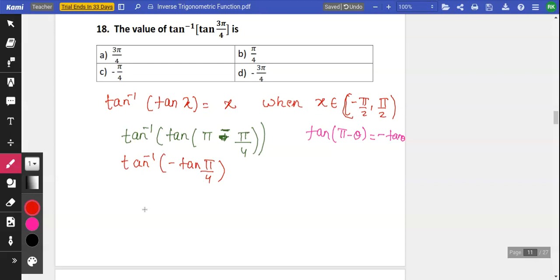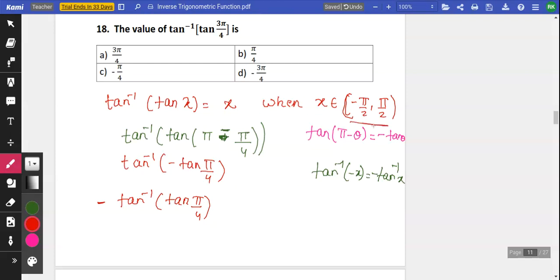Tan inverse of minus x is equal to minus tan inverse x. So by using this formula it will become minus tan inverse tan pi by 4. Now pi by 4 is lying in the range of minus pi by 2 to plus pi by 2, so it can be written as pi by 4 with negative sign. Therefore the correct answer is option C, minus pi by 4.